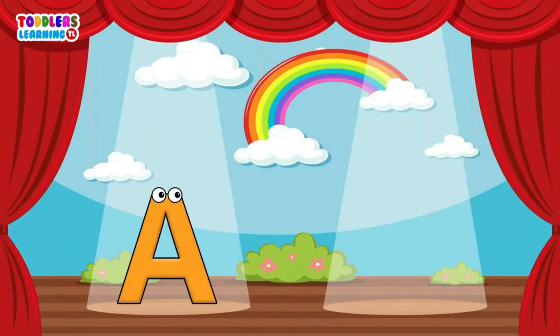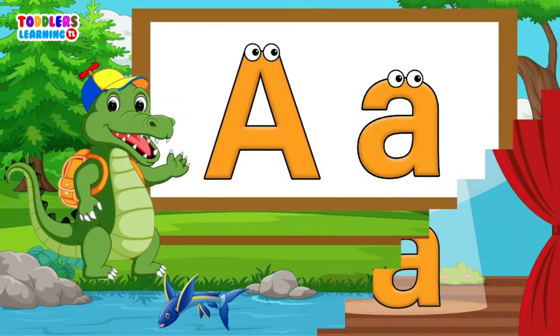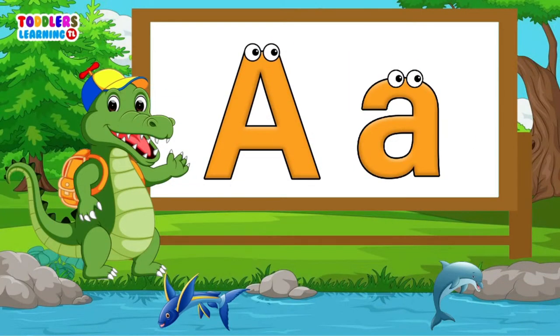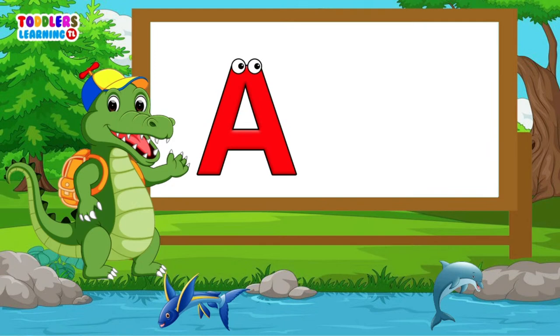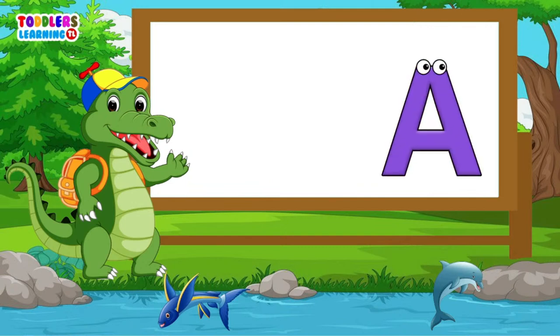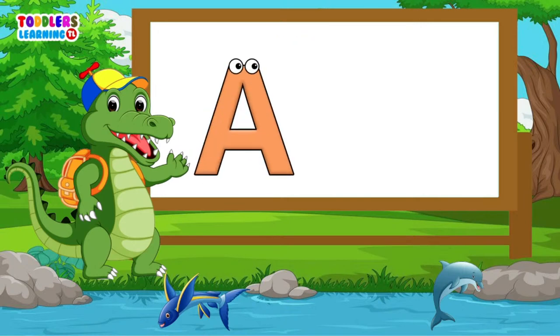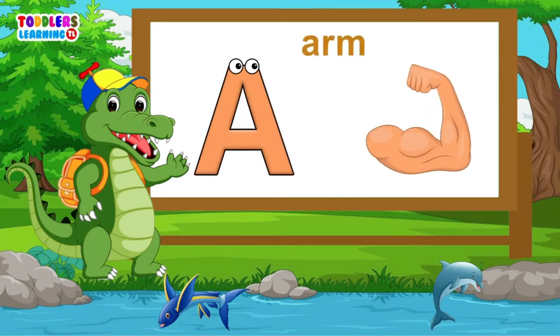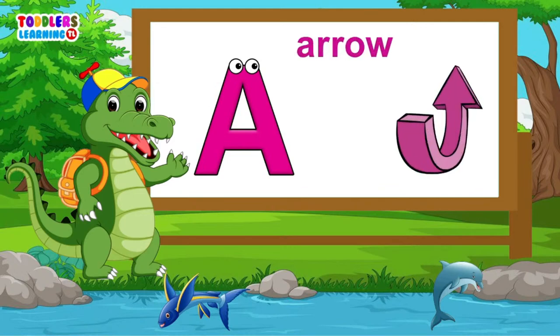Uppercase A. Lowercase A. Today we will learn different words that start with letter A. A, the sound of A. It's A. A for ant. A for archery. A for arm. A for arrow.